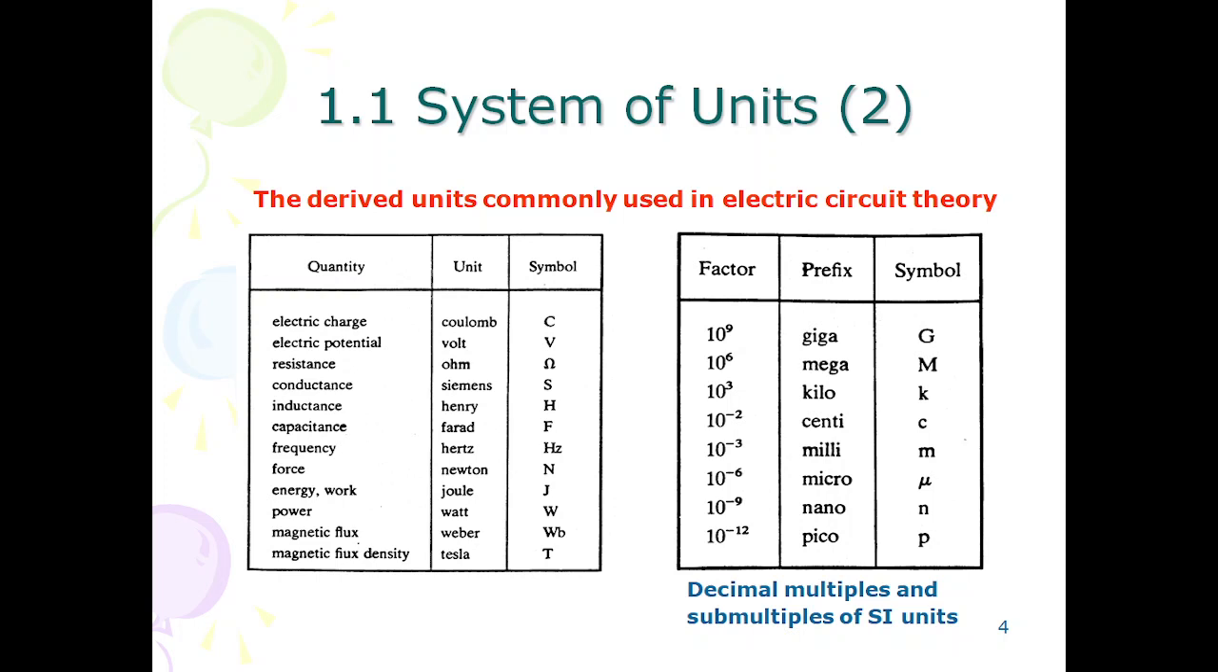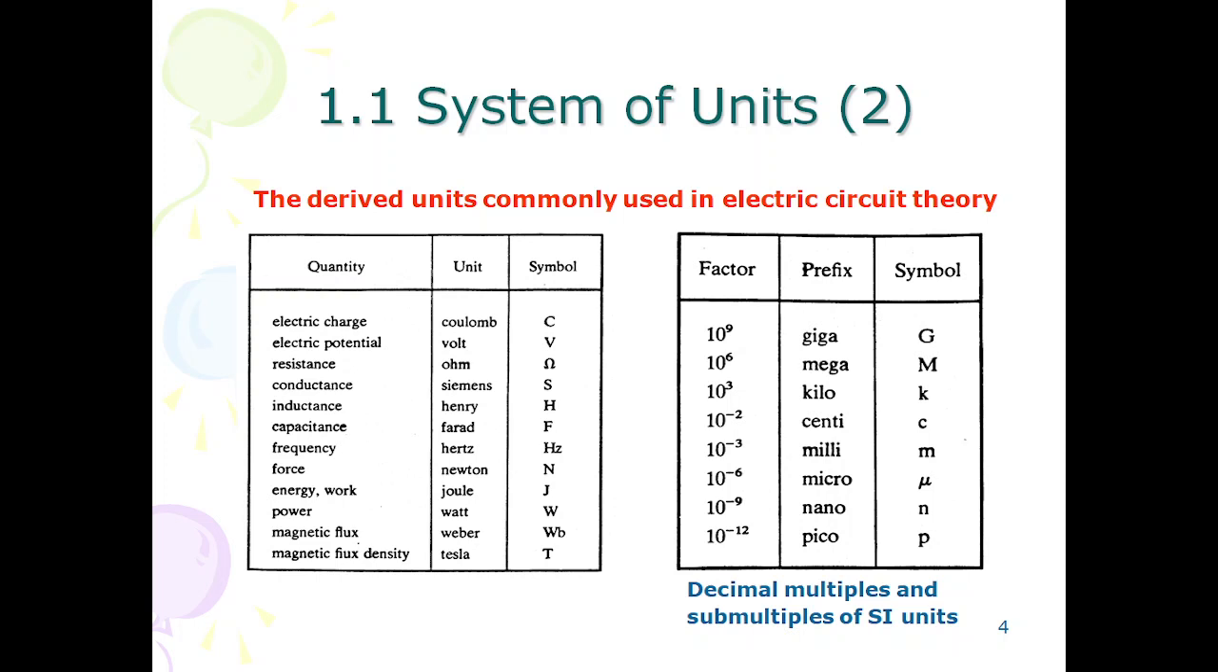Potential as voltage V, resistance is in ohm, conductance is the reciprocal of resistance, and it's Siemens, or mostly we use mho. Inductance is in Henry, use symbol as H. Capacitance in farads, and symbol we use is F. Frequency is in hertz, force in Newton, and work and energy both are same thing. Energy is measured in joule, power in watts, magnetic flux in Weber, magnetic flux density in Tesla.